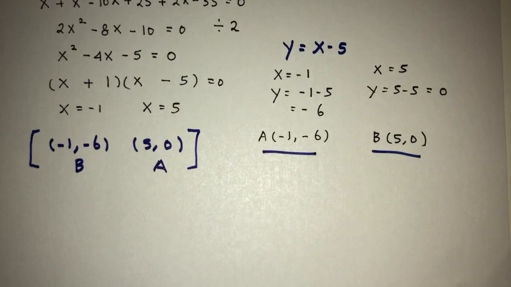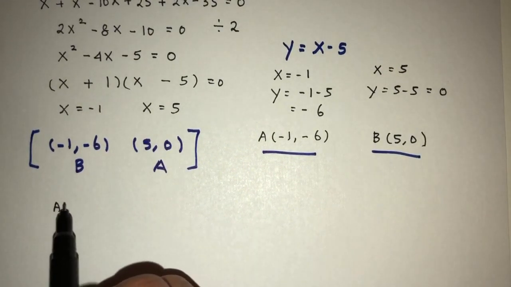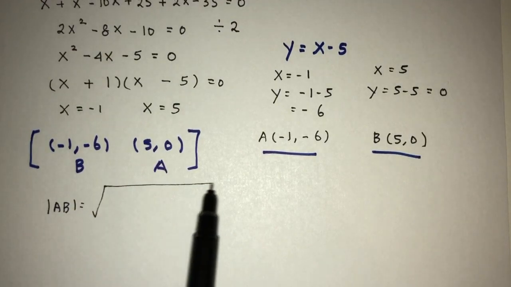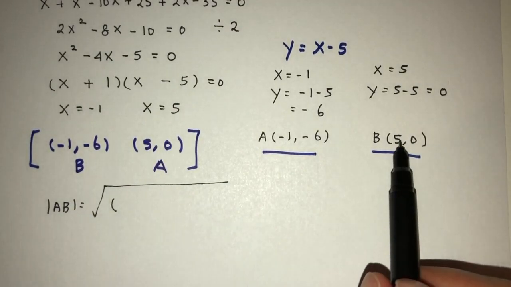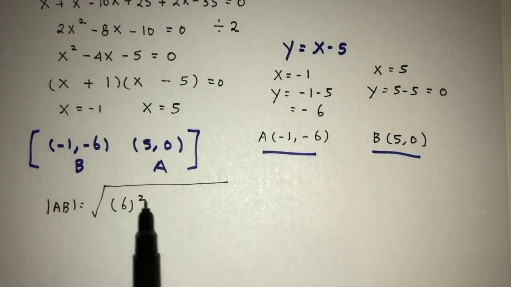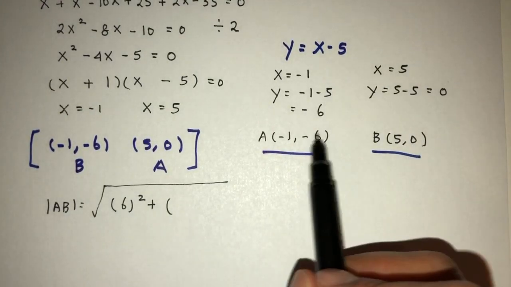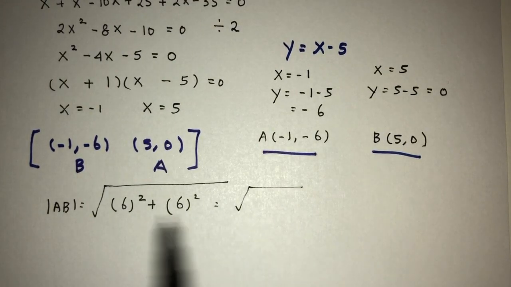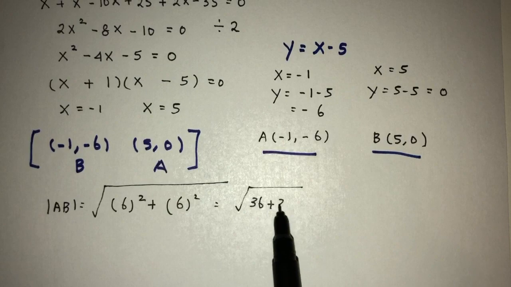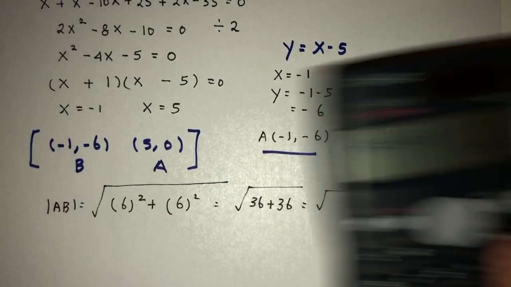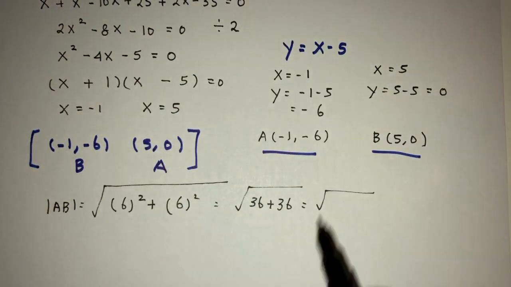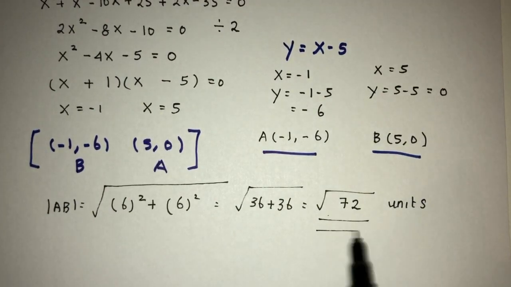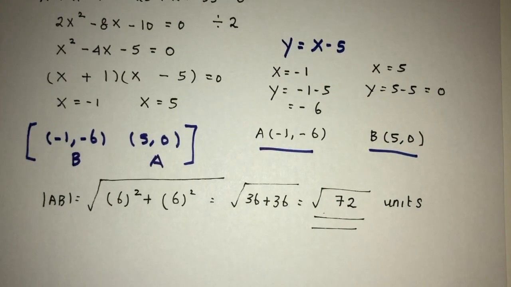Now we have to find the exact length of AB. There are many ways of doing that. You can just use your formula. We can take x2 minus x1, that will be 6 squared, and y2 minus y1, that will be also 6 squared. That will be 36 plus 36, that will be 72. So root of 72, that will be the exact value of the length of AB.